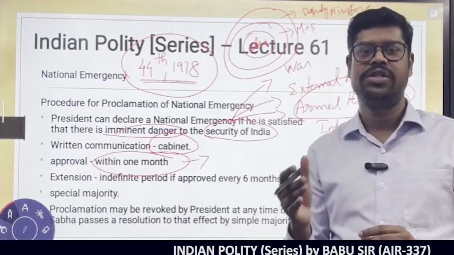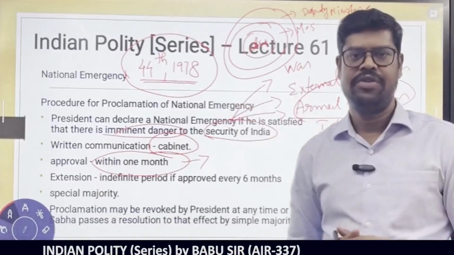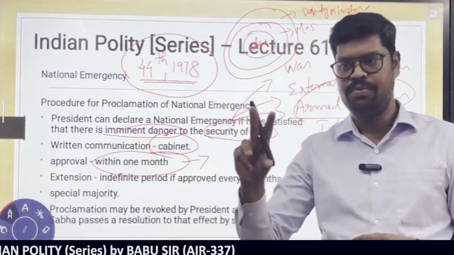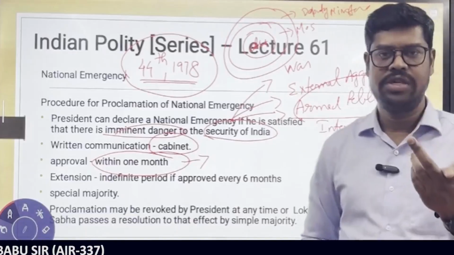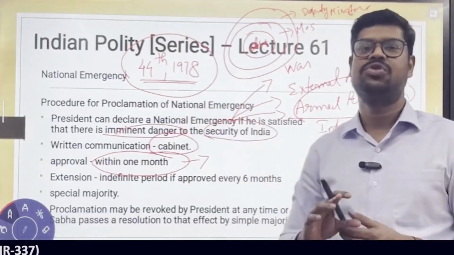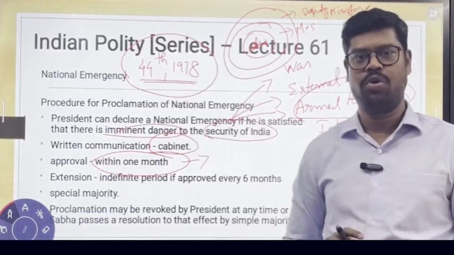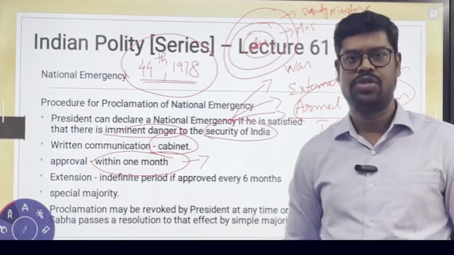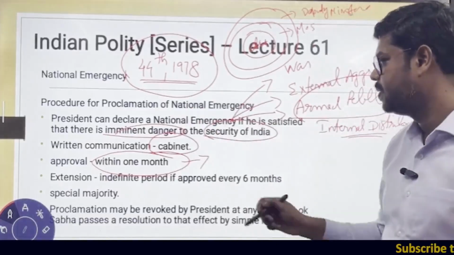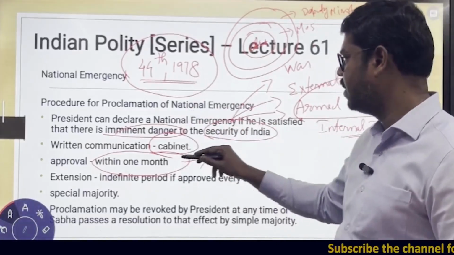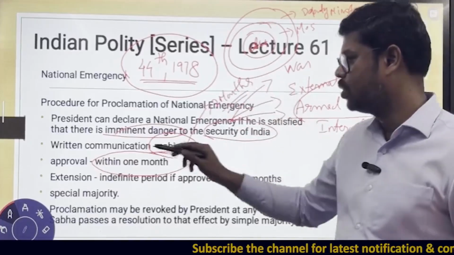But if the house is not in session, whenever the house comes into session, it has to approve it. If both the houses are in session at the same time, both the houses have to approve within a period of 1 month. If one house is in session and the other house is not, whenever the second house comes into session, it has to be approved within a period of 1 month after that. So this is basically what you have to understand. Now, before the 44th Constitutional Amendment Act, the time given for this approval was 2 months. But today the time given is only 1 month.